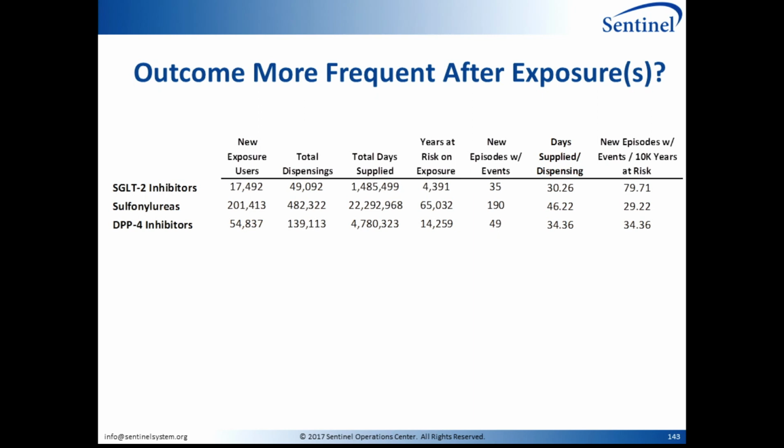The number of new users follows a similar order of magnitude as the total dispensings and the days supply and the years at risk on exposure. So all of these are numbers that help me to understand how much follow-up time I have, how long I can look at these people. I also have information there about new episodes that are followed by my event of interest. You can see there the days supplied per dispensing.